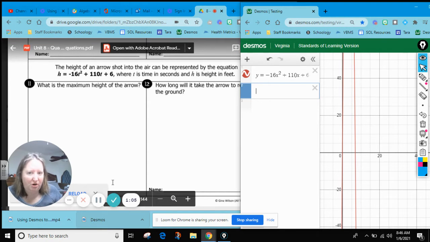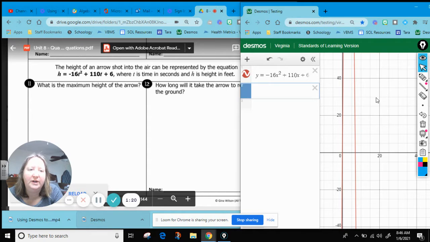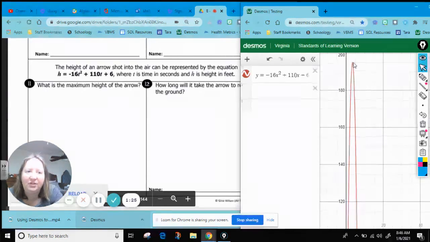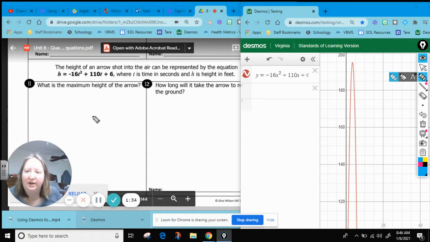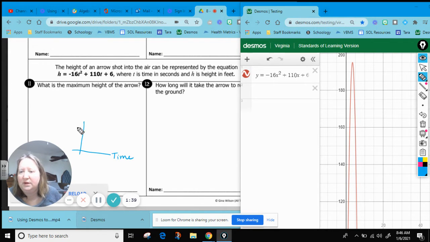So that arrow is shot up into the air, and then it starts coming down. So if I'm looking at this parabola, the maximum height is going to be right here at the vertex. And remember that time is on the x-axis and height is on the y-axis. So here's our picture of what's happening. This is time and this is height.